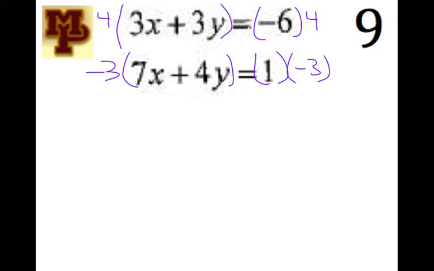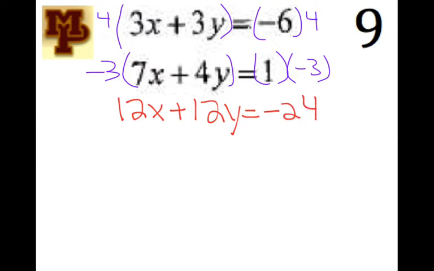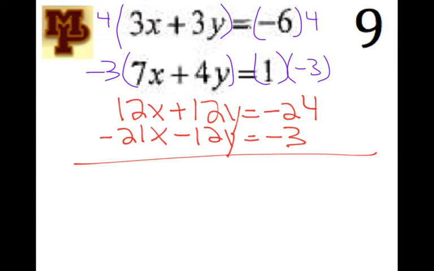Okay, top equation is 12x plus 12y, and then the right side is negative 24, and then the bottom equation is minus 21x minus 12y equals negative 3. So now we can add them together. So the y's eliminate. So 12 minus 21 is minus 9x, and negative 24 minus 3, so that is negative 27. So that means that x equals 3.